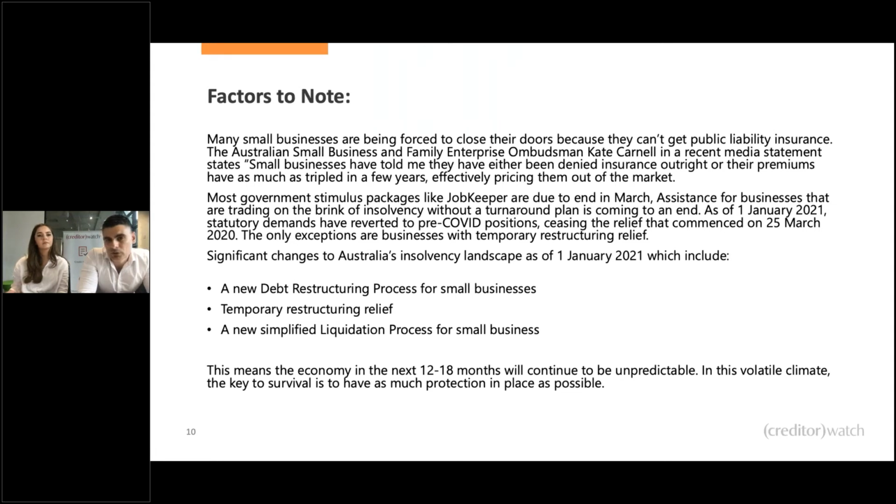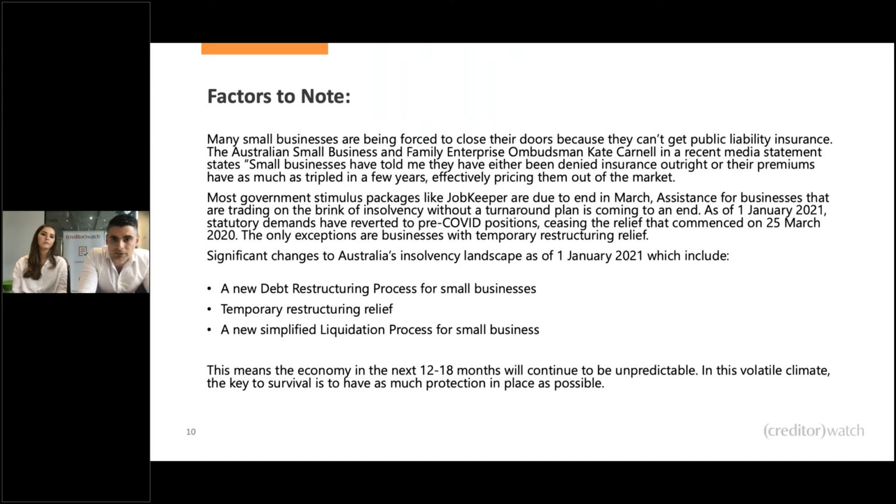Another thing to note as well is most government stimulus packages like JobKeeper are due to end in March. Assistance for businesses that are trading on the brink of insolvency without a turnaround plan is coming to an end. And as of the 1st of January this year, statutory demands have been reverted to pre-COVID positions, ceasing the relief that commenced on the 25th of March 2020.